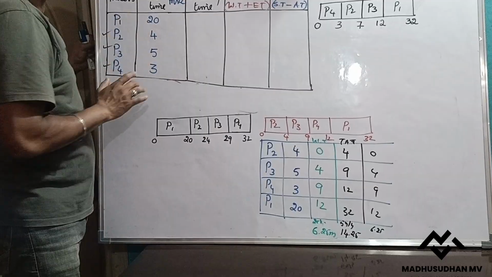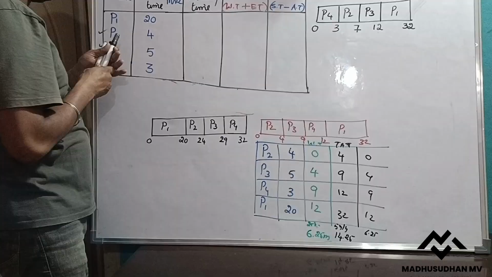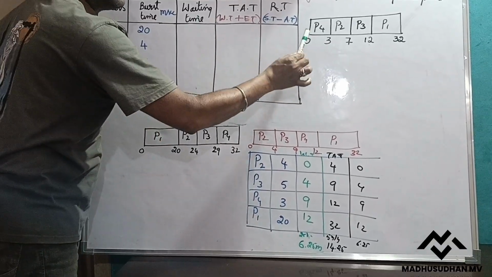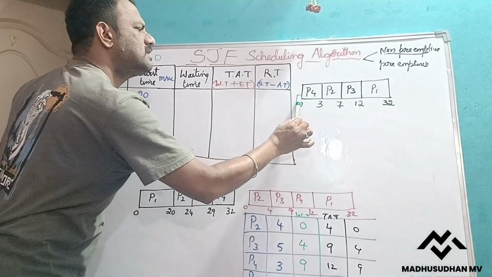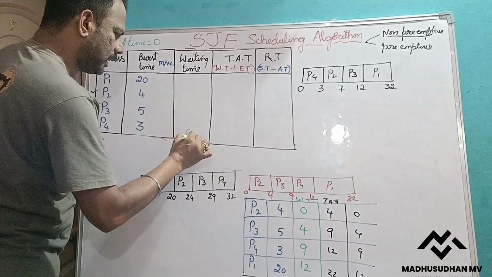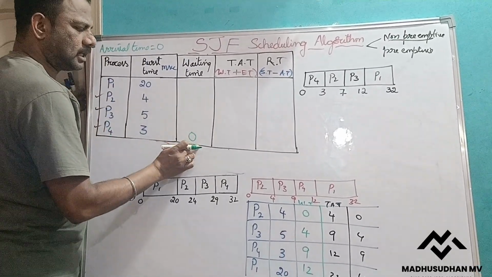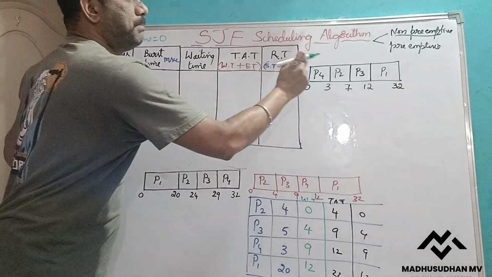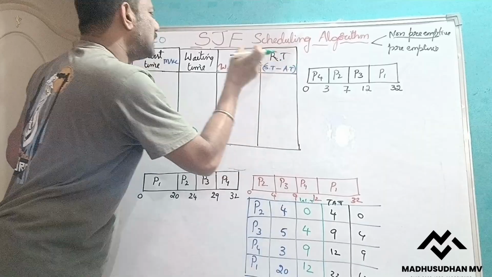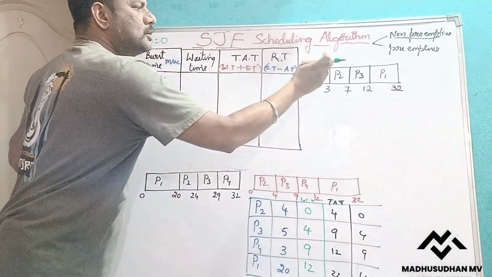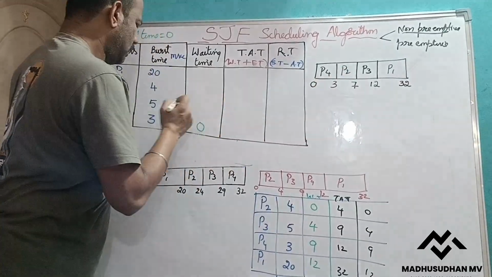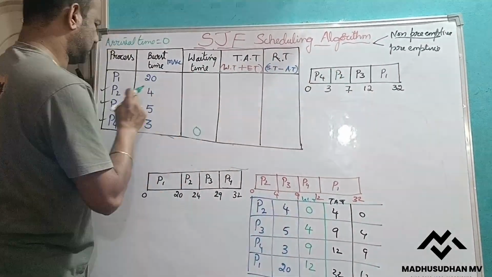Now let us calculate waiting time. Now, P4 came at 0 and started at 0. That means P4 starts at 0 only. So how much waiting? It doesn't wait. No waiting time for this. It starts immediately, so waiting time is 0. Now let's say P2. P2 starts at 3 milliseconds. That means it waited because it came at 0 only. So it waited till 3. That is 3 minus 0, 3. So waiting time of process P2 is 3.